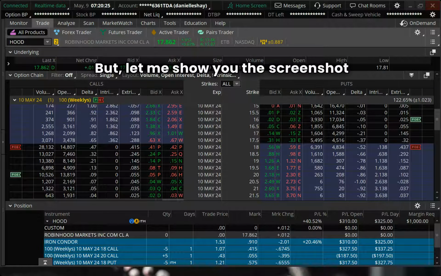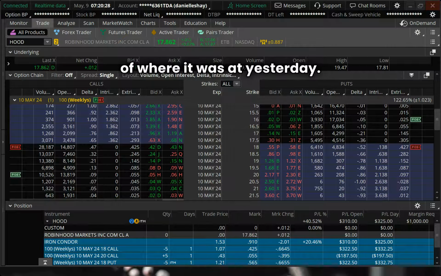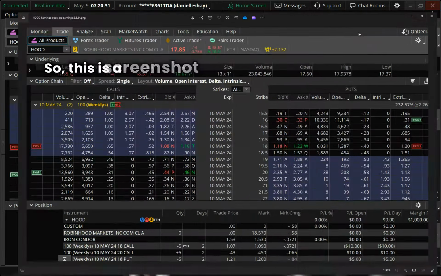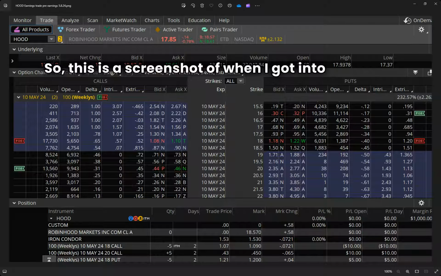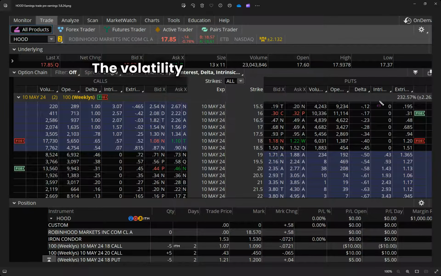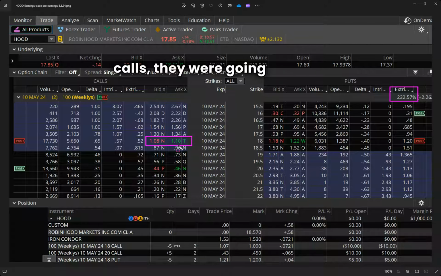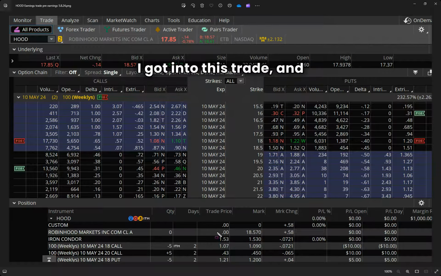But let me show you the screenshot of where it was at yesterday. This is a screenshot of when I got into the trade. The volatility was at 232% yesterday. So when I sold these $18 calls, they were going for $1.10. The puts were going for $1.18. I got into this trade and I received a credit of $1.53.